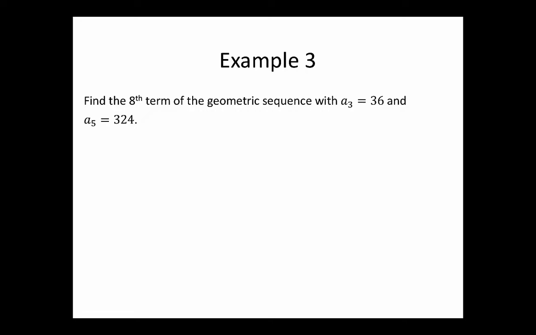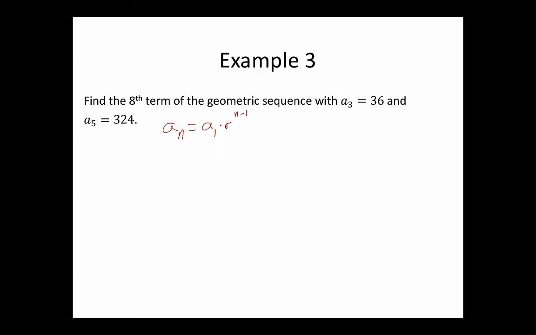For example 3, it says find the eighth term of the geometric sequence with a sub 3 equals 36 and a sub 5 equals 324. Let's just start from the beginning. We've got a sub n equals a sub 1 times r to the n minus 1 power. So we need to know the first term, we need to know the ratio, and we know neither of those.